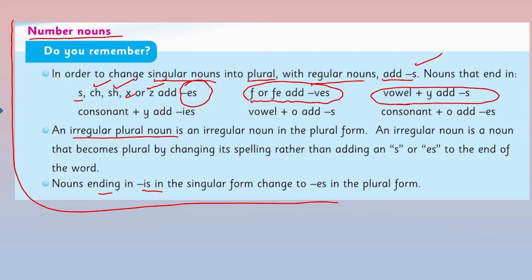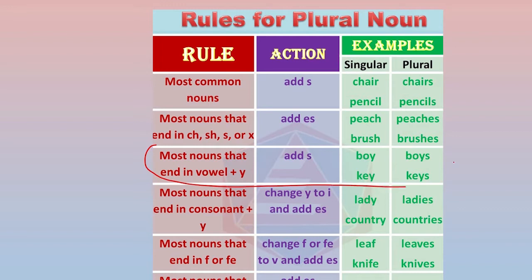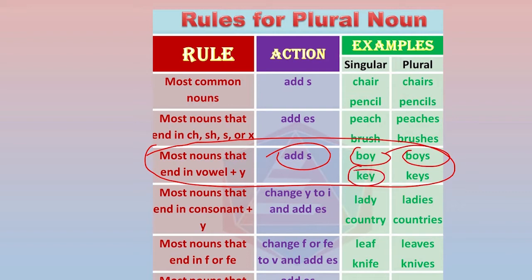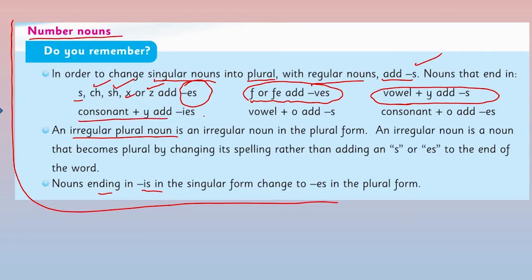Look at this one here. Vowel plus y, we add s to make it plural. Most nouns that end in vowel plus y, we add s to make it plural, like boy, boys, key, keys.